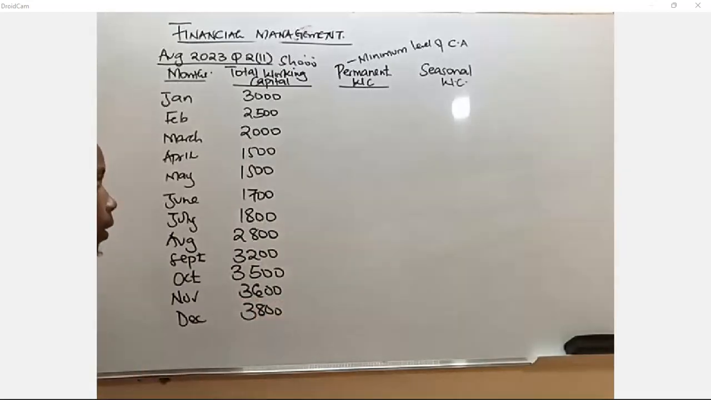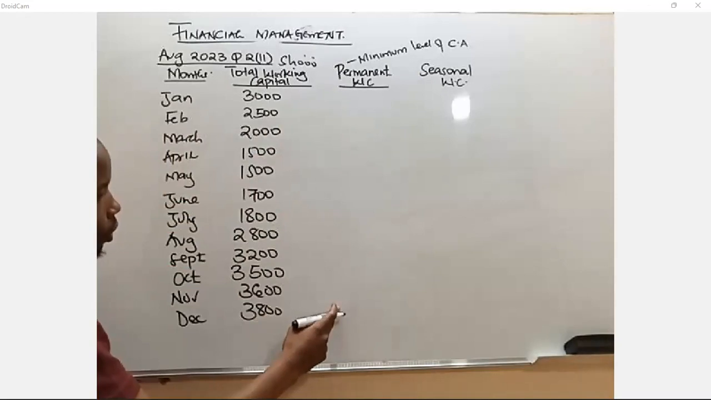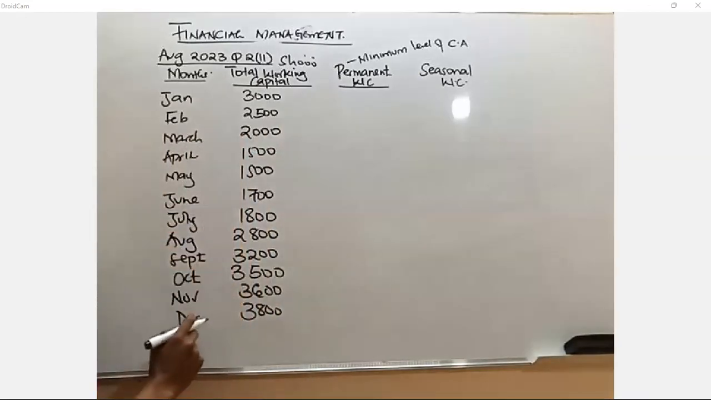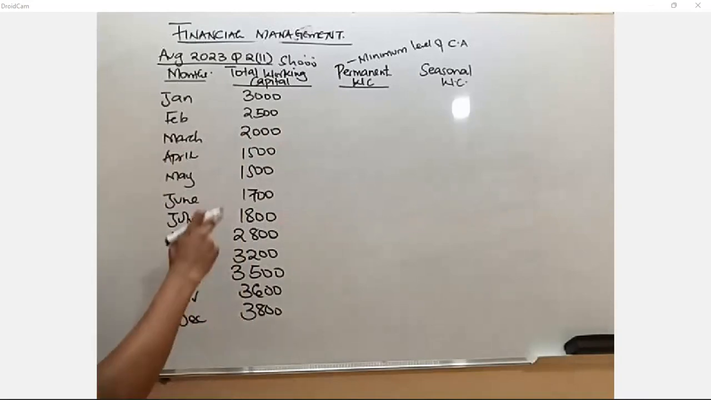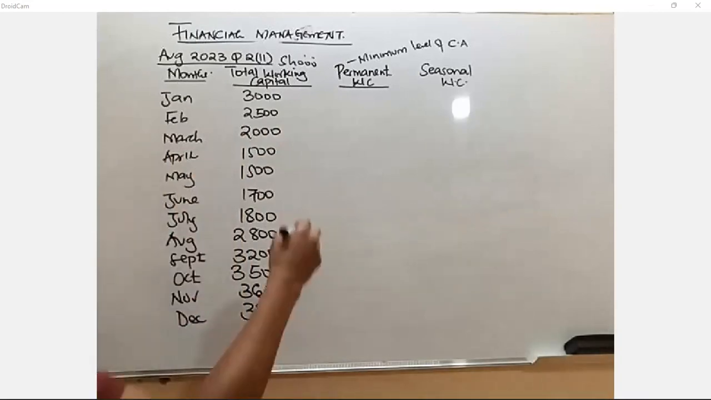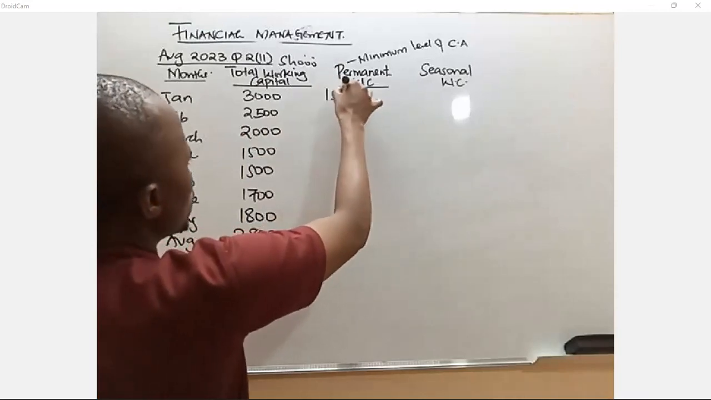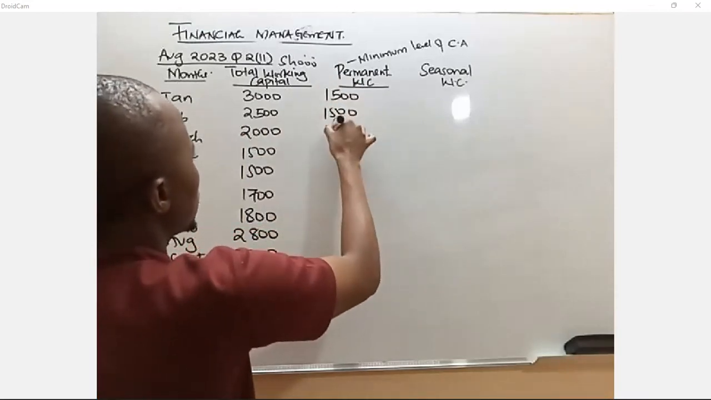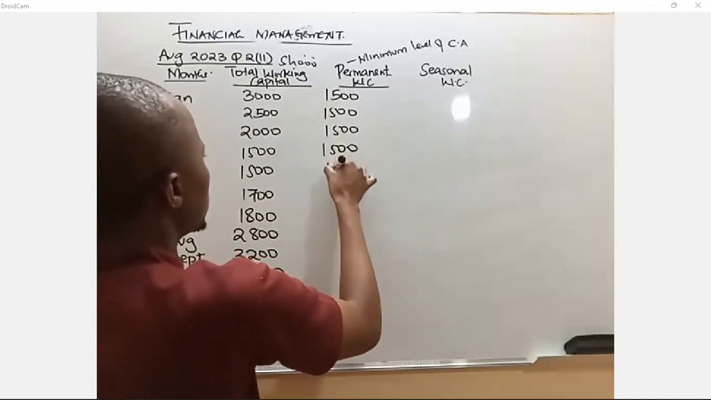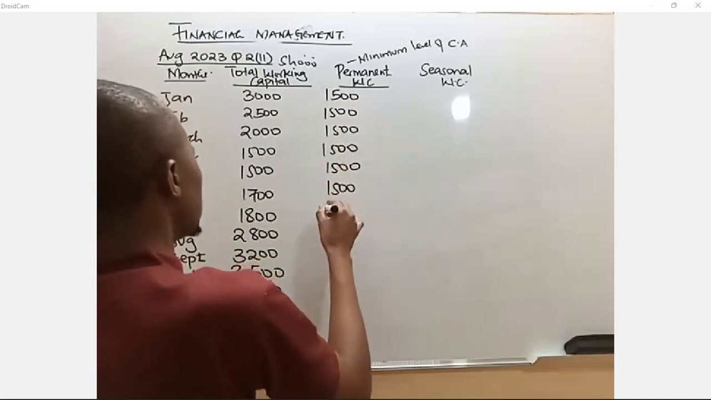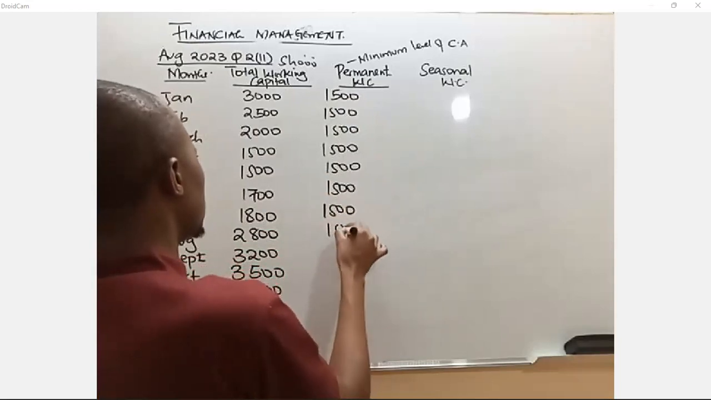Correct. Now we have said that if we want to determine my permanent working capital, it normally refers to the minimum level of current assets that a business requires to maintain its ongoing operations. In simpler terms, because you are just going to be copying it, you just look at your total working capital, which is your minimum value, right? And you'll find your minimum value is 1,500. So in this case, you just come here and place 1,500 across, all through.